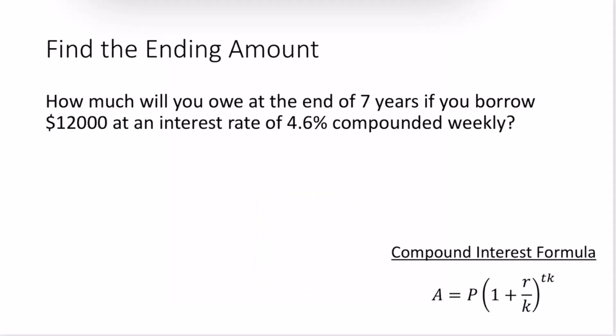All right, so in this one, it says how much will you owe at the end of 7 years if you borrow $12,000 at an interest rate of 4.6% compounded weekly. Okay, so let's go through and identify the information we were given. So the fact that I'm looking for the amount I owe at the end of 7 years tells me that T is going to equal 7.